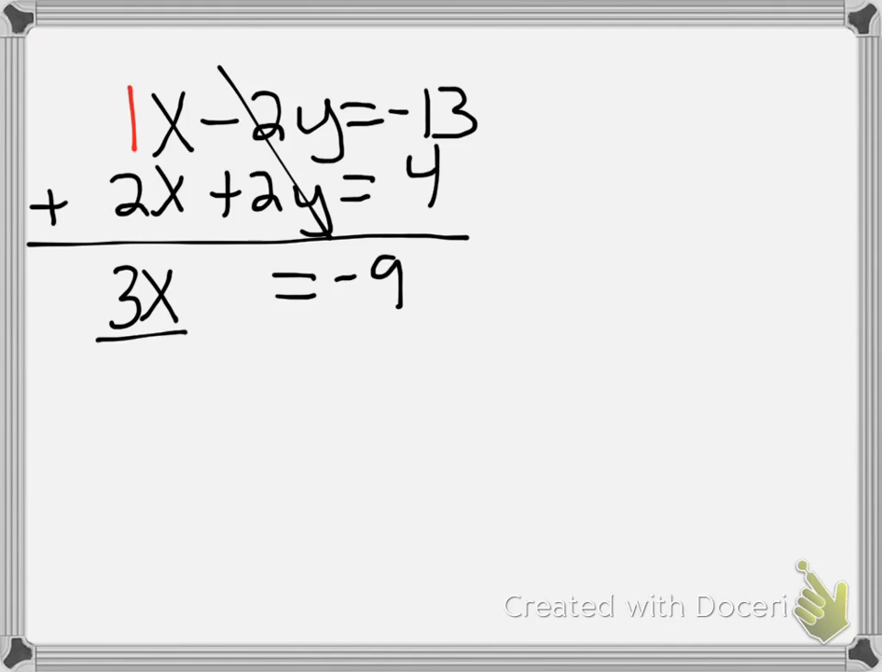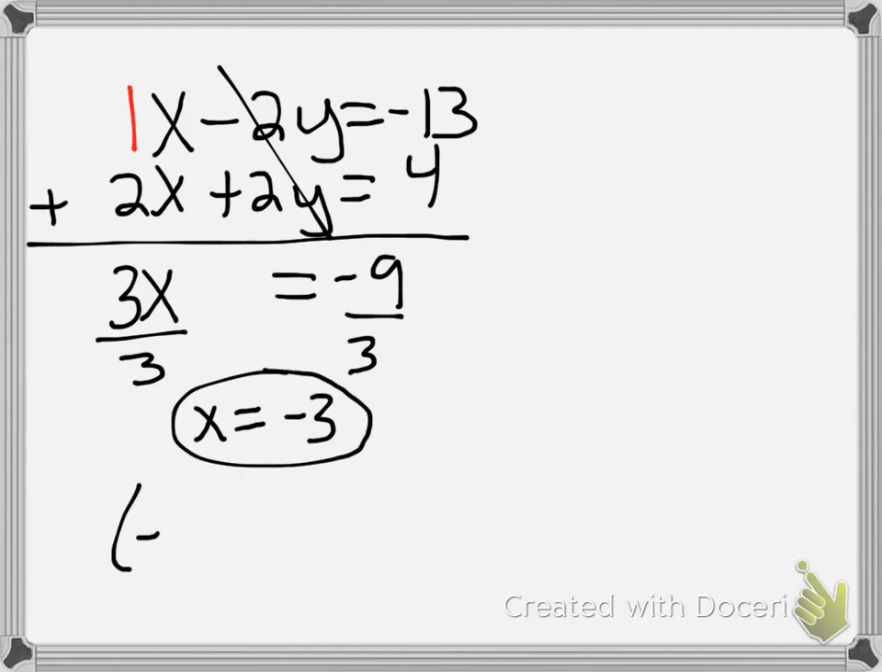I just have to get rid of times 3. So we divide by 3 to both sides, so I get x is equal to negative 3. So there's the x value of my ordered pair. That one's done. Now I have to find the y value.